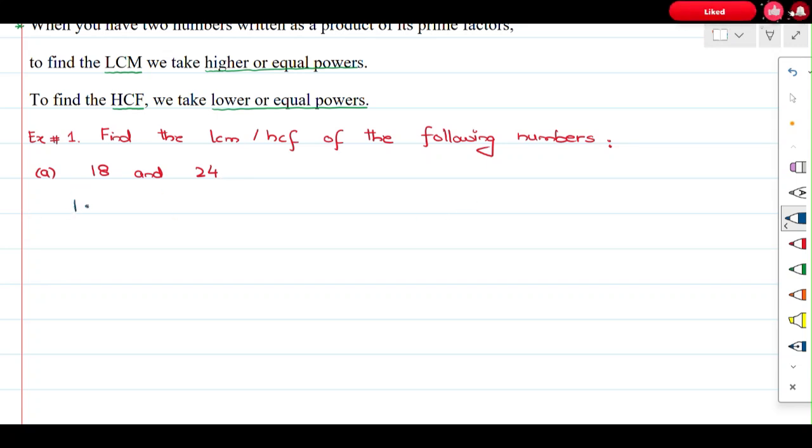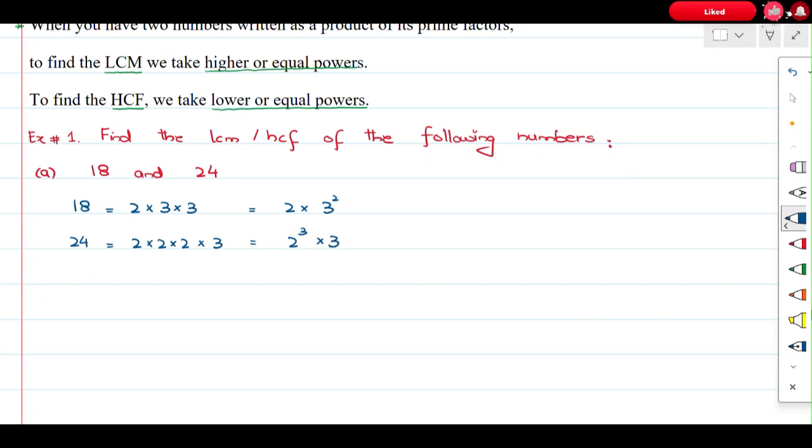Okay, so let me write 18 as a product of its prime factors. 18 prime factor is 2 times 9 is 18, and 9 prime factorization is 3 times 3 is 9. 24 prime factorization is 8 times 3 is 24. 8 prime factorization is 2 into 2 into 2. 2 cube is 8, and 8 times 3 gives you 24. Okay. Now we have the numbers and the prime factors, or we can write this down as 2 into 3 square. And here we can say 2 cube into 3.